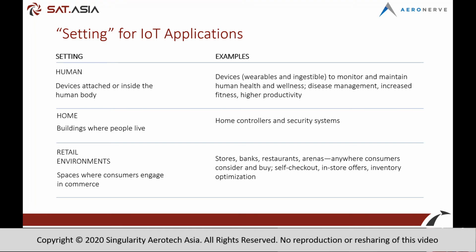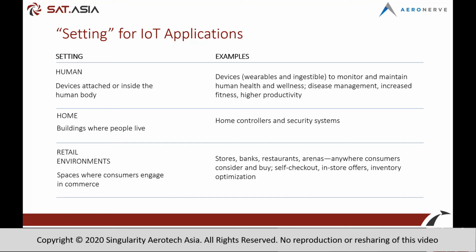A very simple example, like my house, I put some CCTV. So every time there is some movement, if I'm not home, I can actually view what is happening. Next setting, I would say that is promising also, is the retail environment.